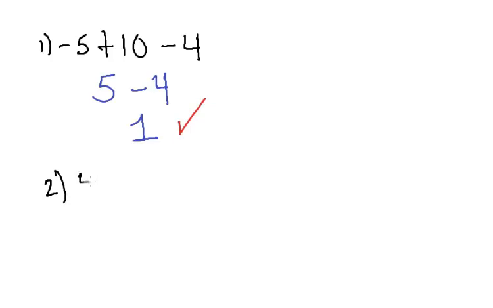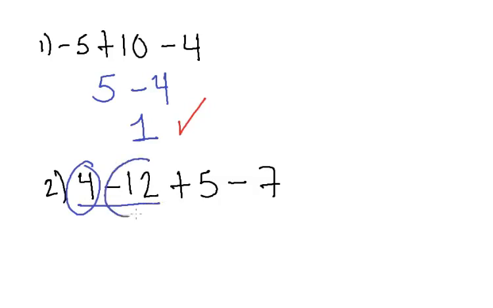4 minus 12 plus 5 minus 7. What do we do? Same idea. We're going to subtract these two because this is plus and this is minus. So different signs, we subtract them. 12 minus 4 would be 8. I copy the sign of the greatest amount. The greatest one is 12, so I put minus from the 12.